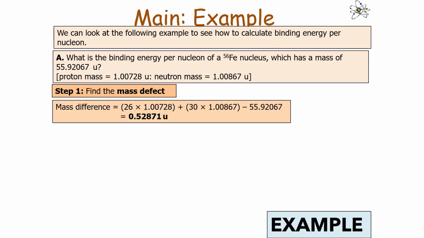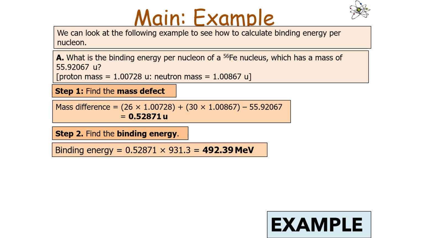So we've done 26 times 1.00728, which is the number of protons, which you know because you can work out how many protons are in iron, plus 30 times 1.00867, which is the number of neutrons, which is 56 minus the number of protons, minus 55.92067, which is the mass of our nucleus in total.